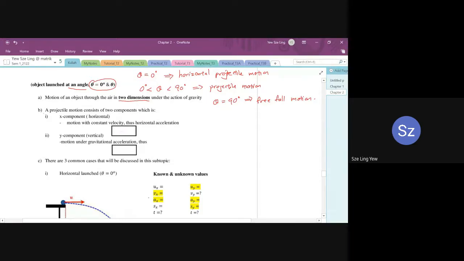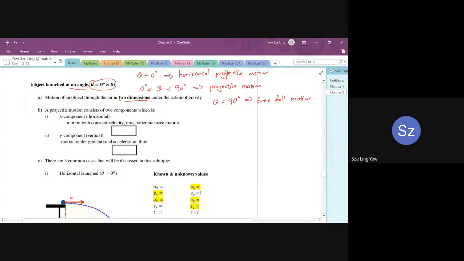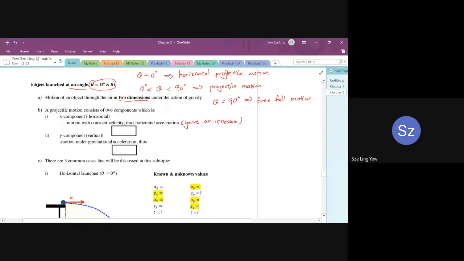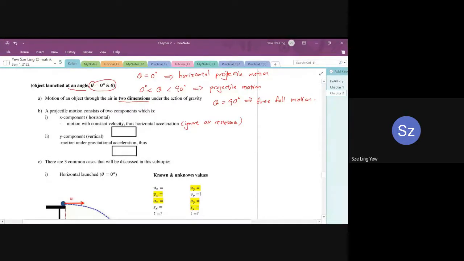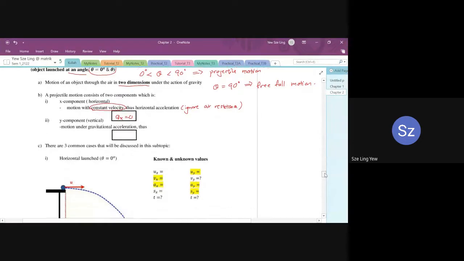A projectile motion consists of two components. You have to look at it in terms of an x component and also a y component, and there is an assumption made in each component. For the x component, we assume motion moving with a constant velocity, because we ignore air resistance. If it is moving with constant velocity, as I told you just now, what happens if the question mentions constant velocity? We have a equals to 0, right? So you just sub a equals to 0 in your equations.